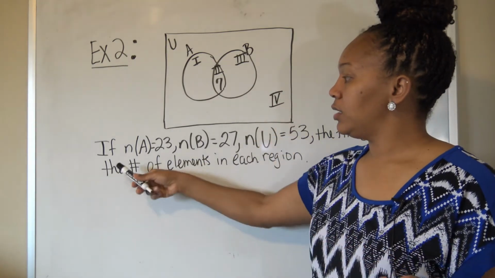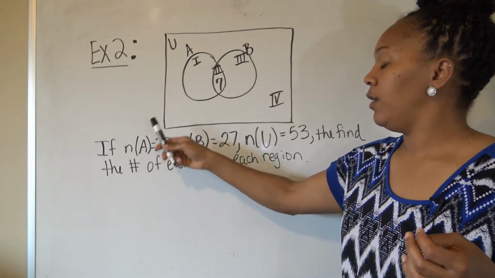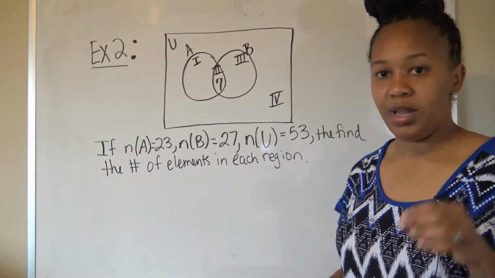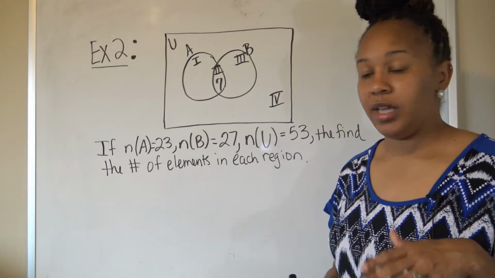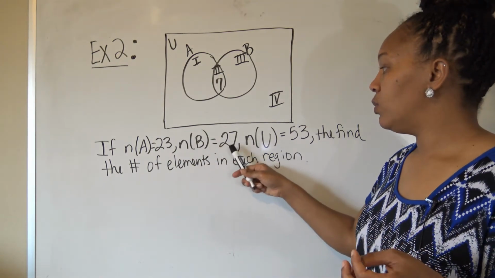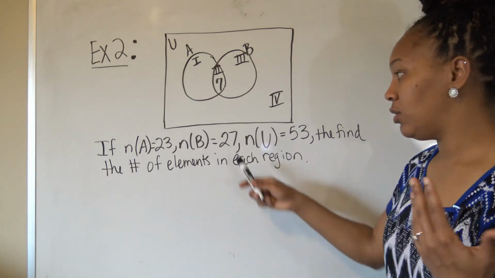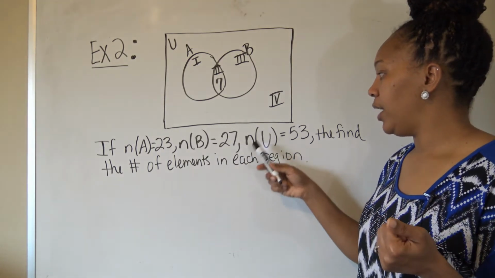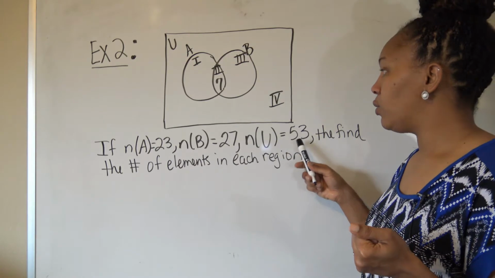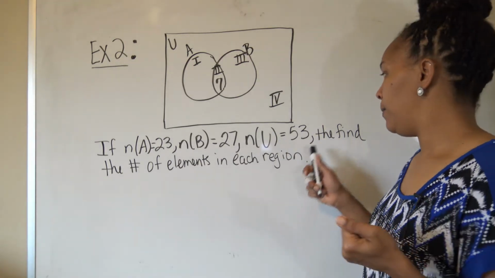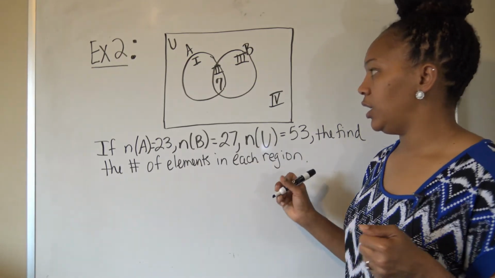Now it also tells us that if n of A equals 23, that means the number of elements in A is 23. N of B equals 27. Again, that's cardinality. So the cardinality of B is 27. And N of U is 53. That's the number in the universal set. Then it wants us to find the number of elements in each region.